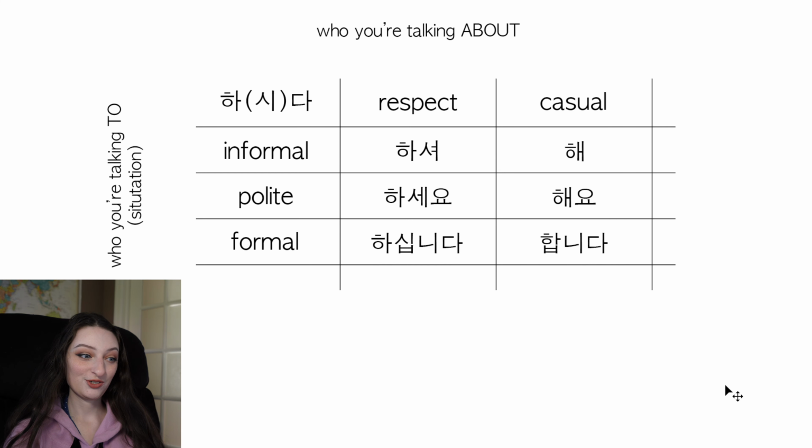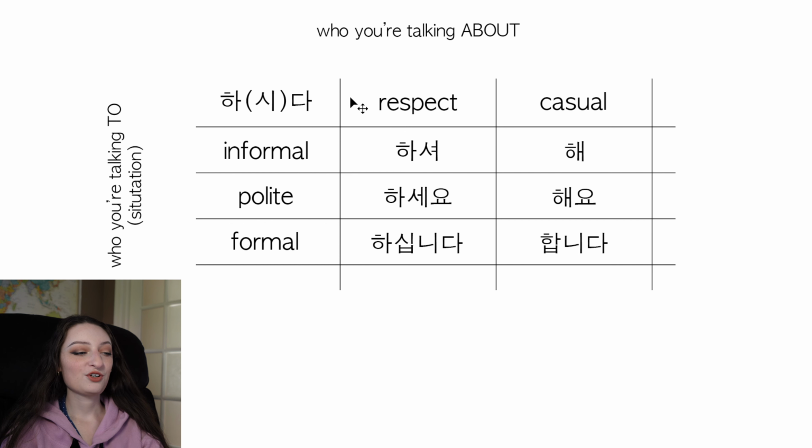Now I'm going to show you another chart that I put together to hopefully really clear things up with some examples. Again, on top here we have who you're talking about. It's either someone you need to show respect to or someone you can speak about more casually. Then we have who you're talking to or the situation you're in. That's going to vary from informal, polite, and formal. There are some other forms, but these are definitely the most common day-to-day ones that you'll see.